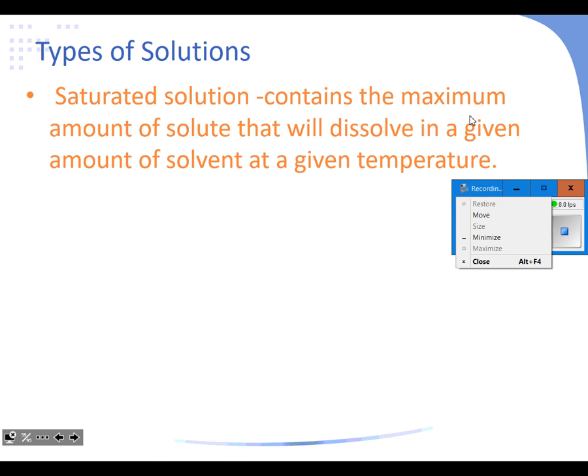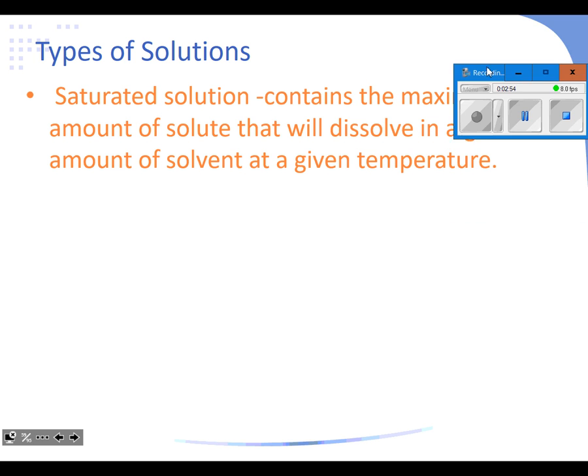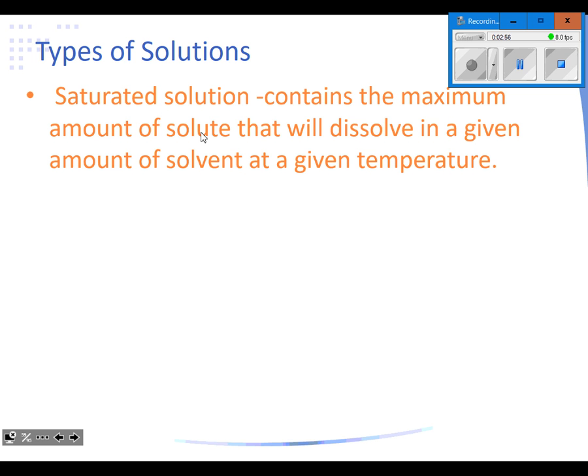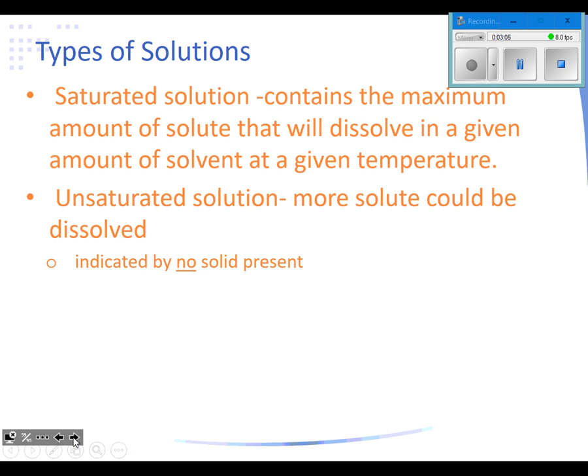So we have a saturated solution, which contains the maximum amount of solute that will dissolve in a given amount of solvent at a given temperature. So that would be something on the line. We have an unsaturated solution, which would mean that more solute could be dissolved. So it indicates that there's no solid present. Okay. This would be something underneath the line.